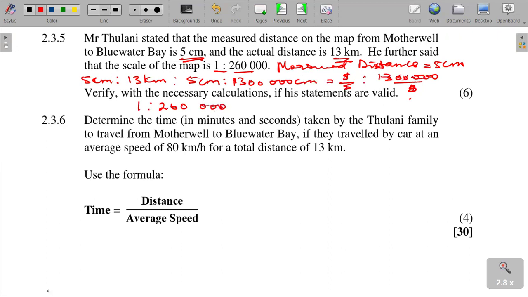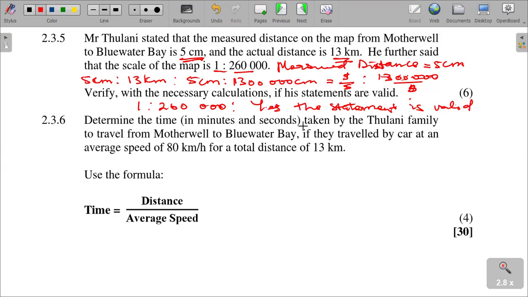260,000. So we can see that therefore the statement is valid. Yes, the statement is actually valid. The statement is valid, as we can see there, to say that the distance is what? 1 is to 260,000. We have calculated that, we get it, that it's 1 is to 260,000.